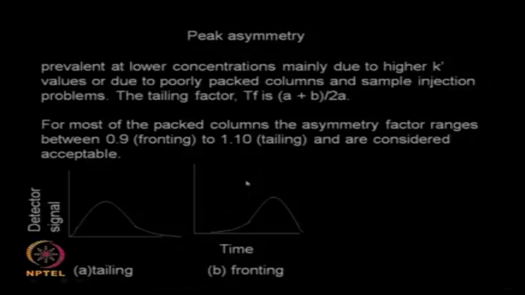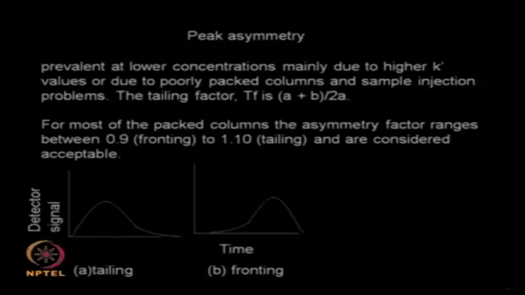This is possible because of so many factors, as I said, the selection of solvents and the type of packing we are using. Sometimes we make mistakes during injection of the solute mixture or the protein mixture. All these could cause these problems, but ideally one would like to have a Gaussian type of distribution or a normal type of distribution.